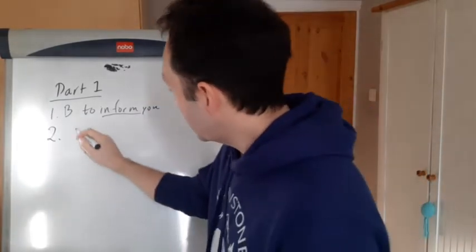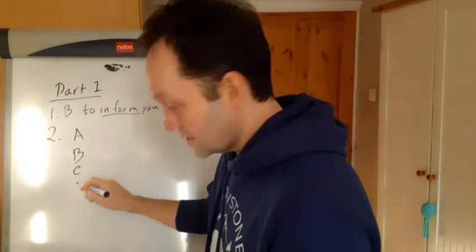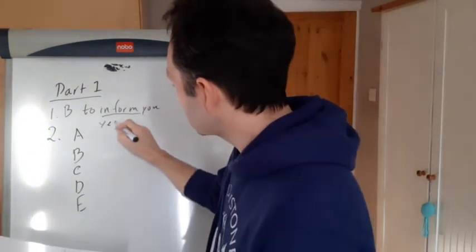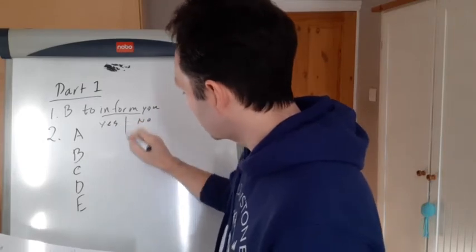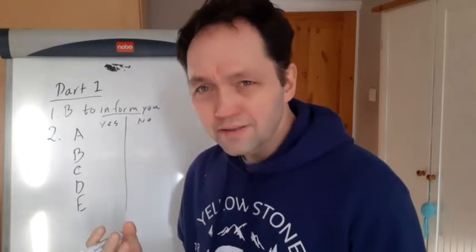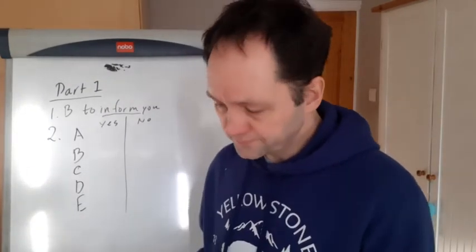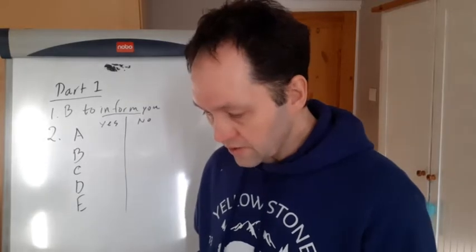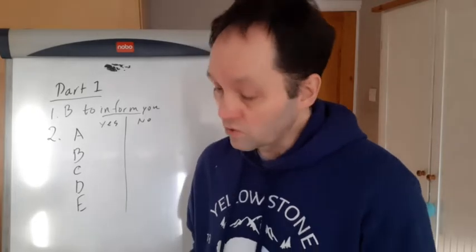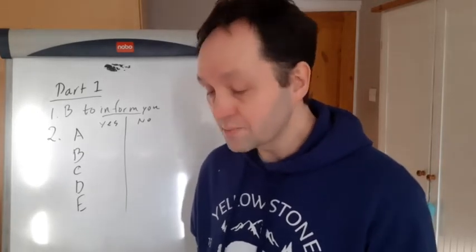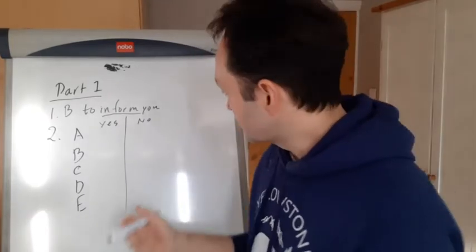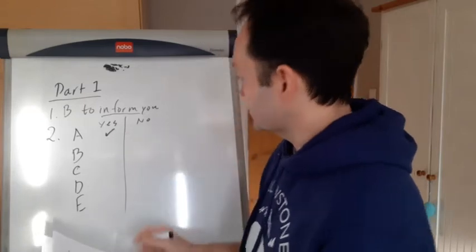So you have A, B, C, D, and E. And you have to say whether the answer is yes or no. Now, the first one says, why the building is better than it looks. Well, it says here, paragraph 2, the center seems like any other normal office, but it has hidden surprises that you don't notice at first. So it is better than it looks. So the answer for that one is yes.